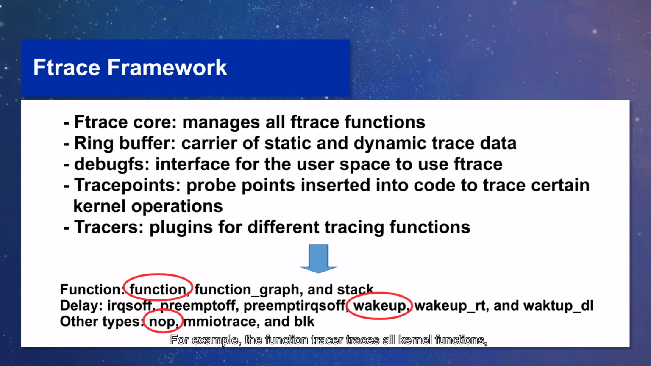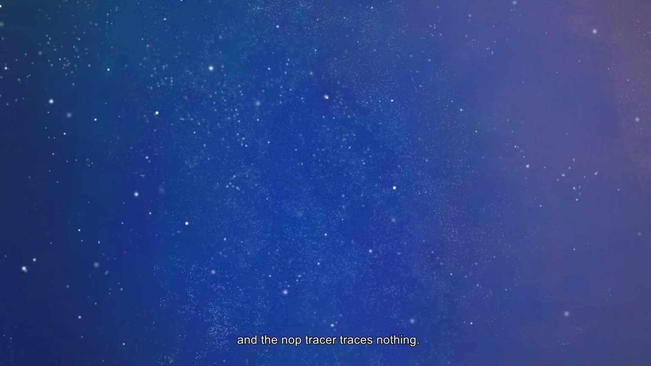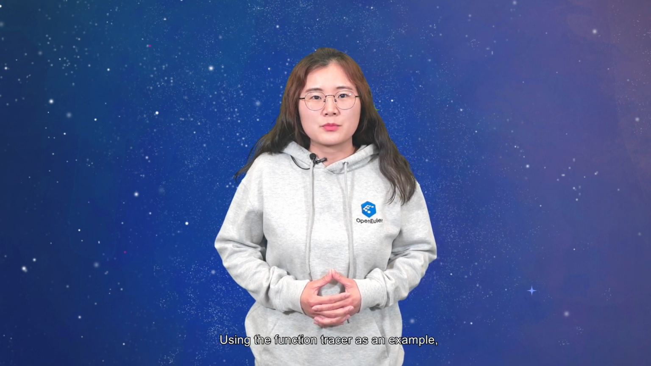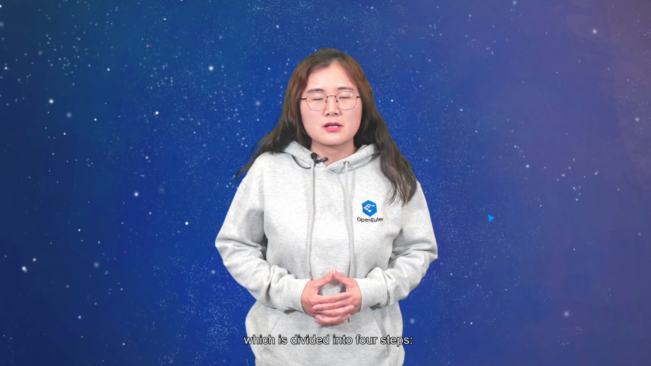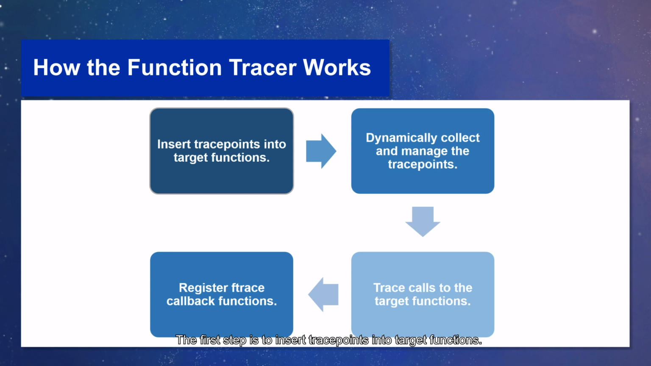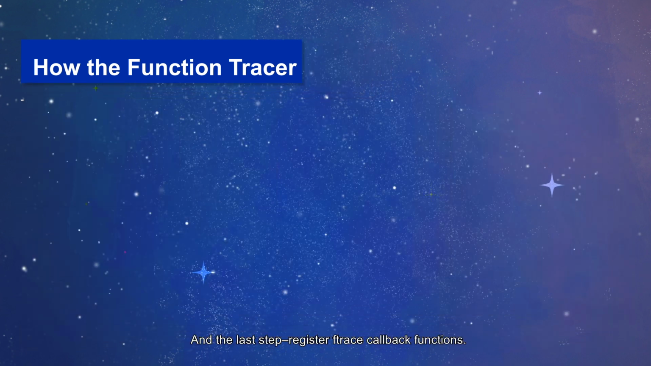For example, the function tracer traces all kernel functions. The wake-up tracer traces and records the maximum latency required for the highest priority task to be scheduled, and the nop tracer traces nothing. Using the function tracer as an example, let's see the overall Ftrace process, which is divided into 4 steps. The first step is to insert trace points into target functions. Then, dynamically collect and manage the trace points. Trace calls to the target functions. And the last step, register Ftrace callback functions.